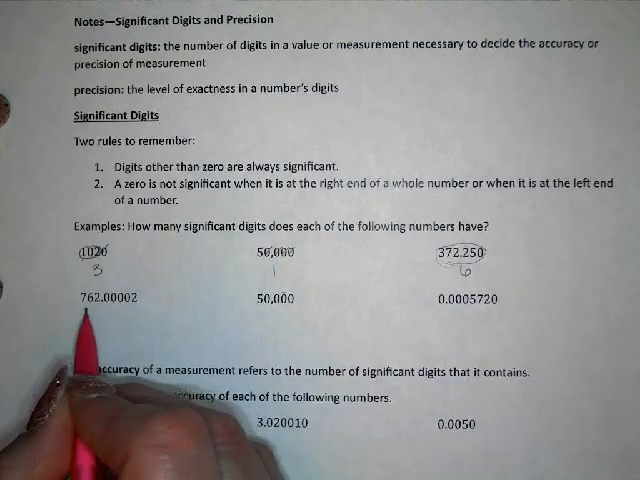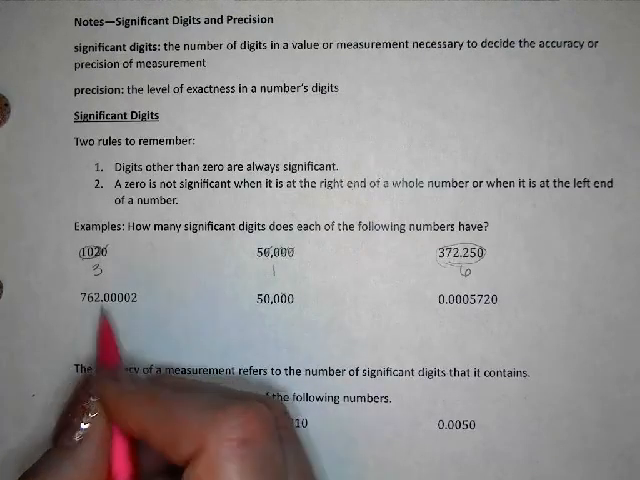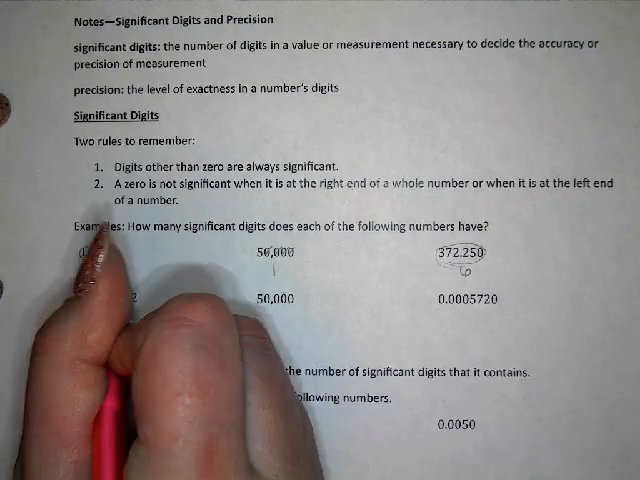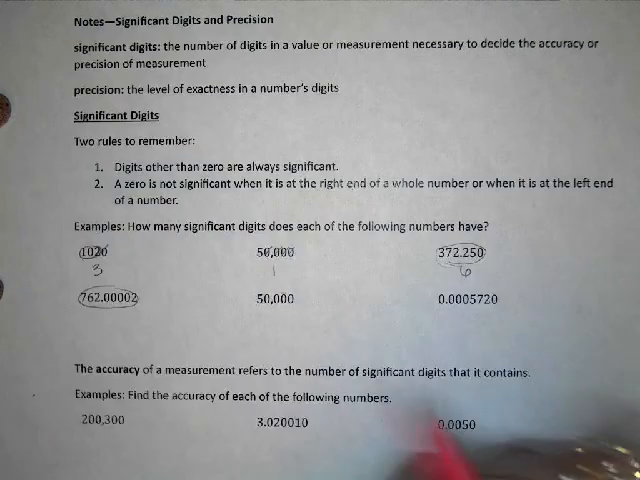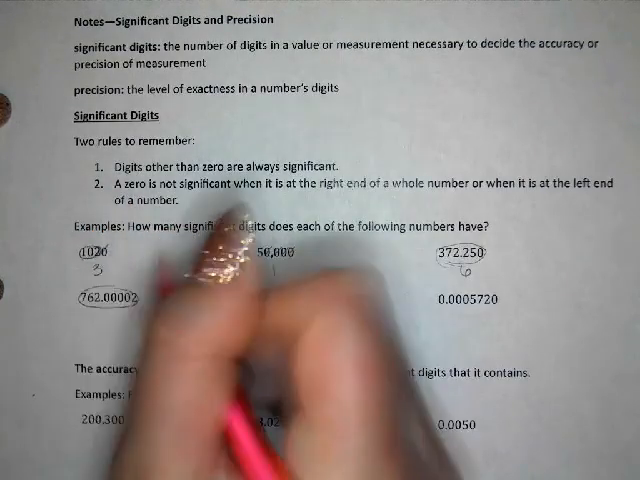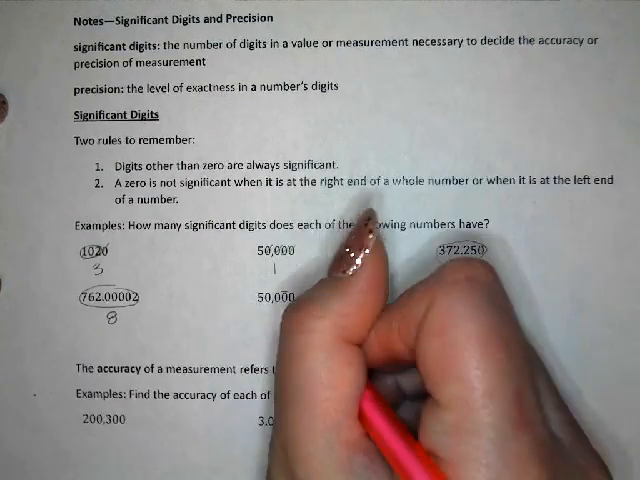For this problem, the same thing is true. We're not talking about a whole number, we're talking about a decimal. The zeros are in the middle, they're not in the front, and so here all of these numbers are significant. And so that's 1, 2, 3, 4, 5, 6, 7, 8. That's 8 significant digits.